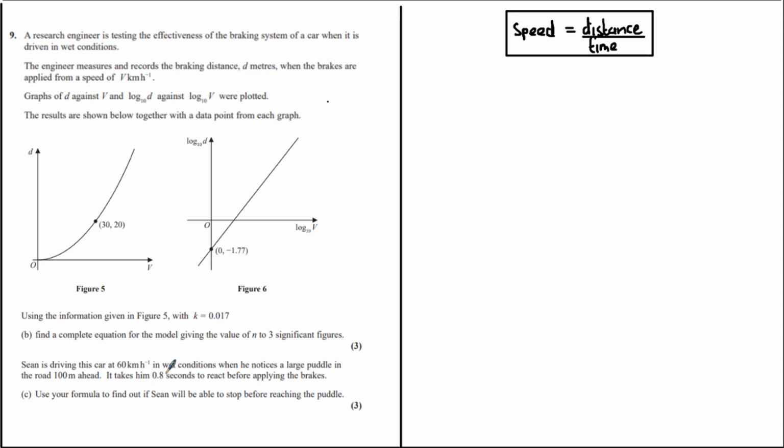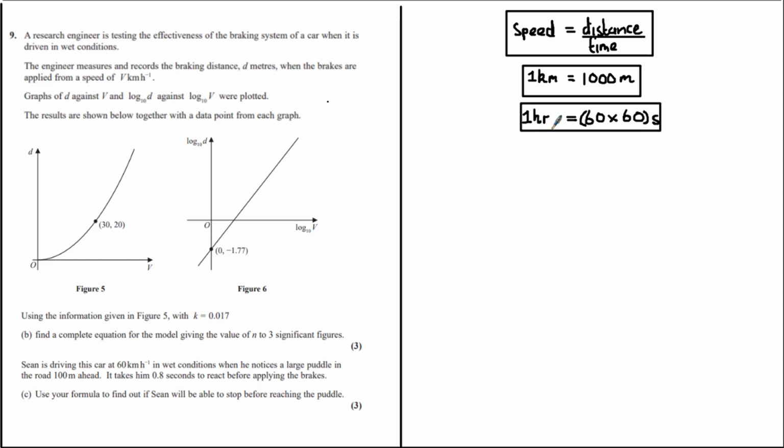meters. Now we've also been given his thinking time in seconds. So in order to find the distance in meters, it would be much easier if we convert the speed given in kilometers per hour into meters per second. Okay, so given the fact that we know from our conversions that 1 kilometer is equal to 1000 meters and that 1 hour is equal to 60 times 60 seconds, therefore 60 kilometers per hour is equal to 60 times 1000 meters, which is 60,000, divided by 60 times 60 seconds, which is 3,600.